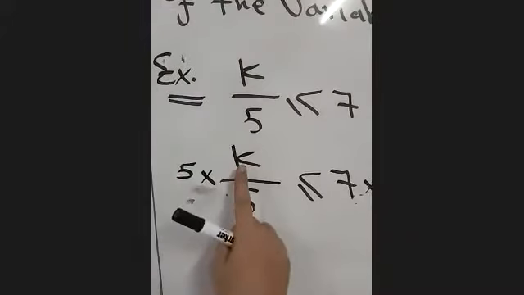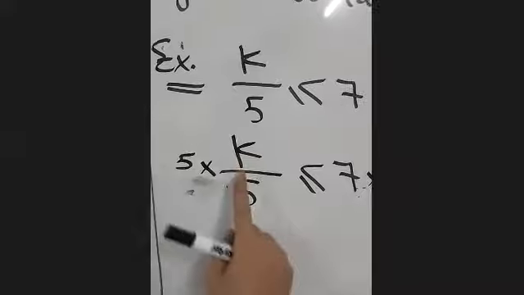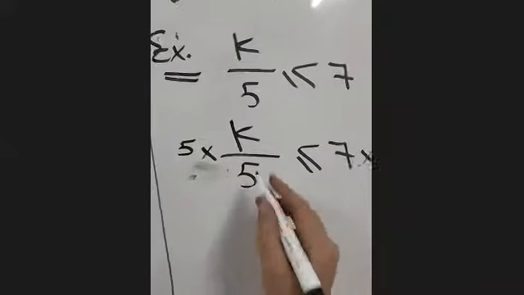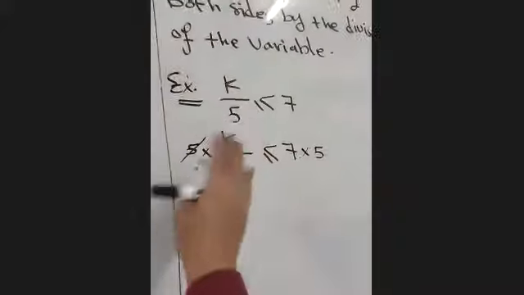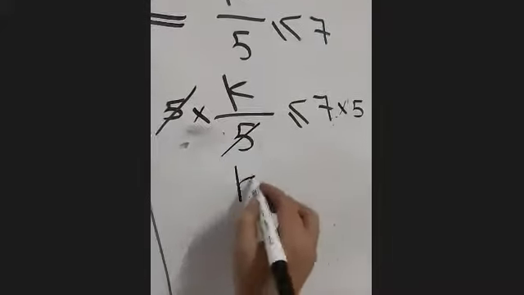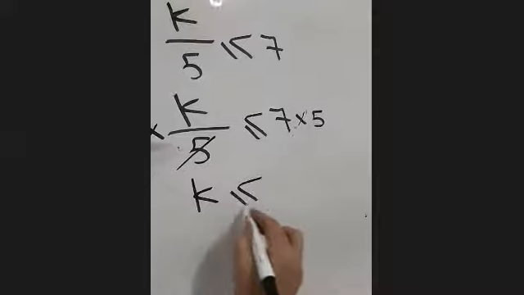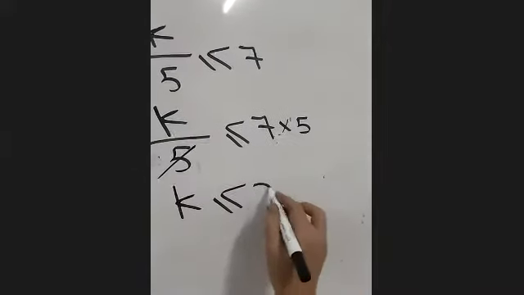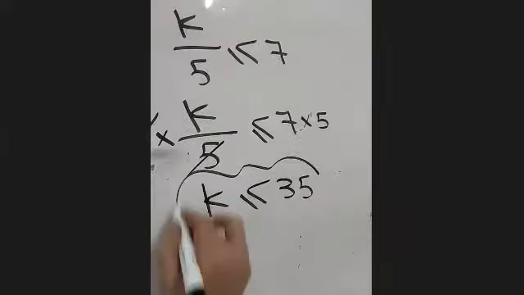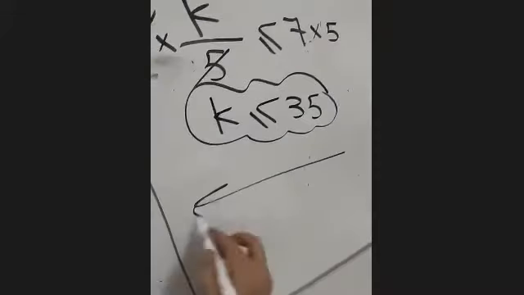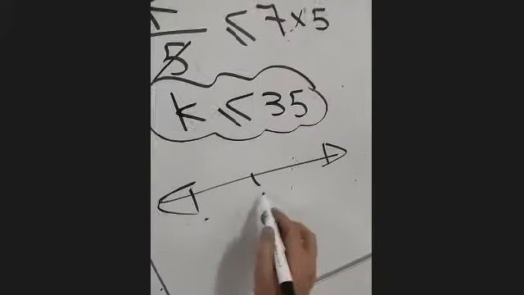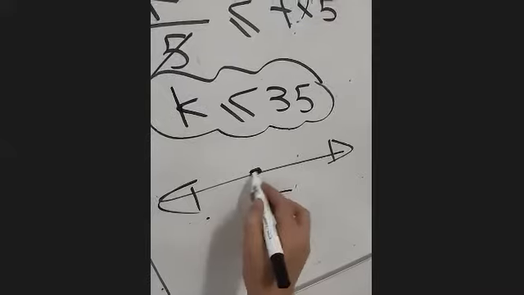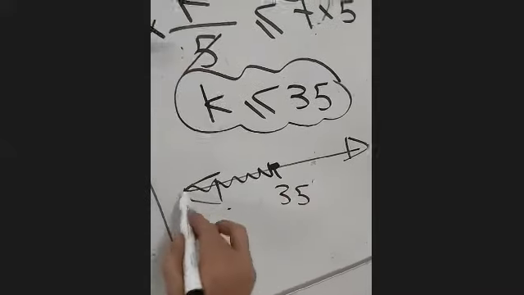Now let's simplify. 5 multiply k, 5k. 5k over 5, the 5s will go, so these 5s are crossed. What is still on this side? Still k. Less than or equal comes down. 7 multiply 5, 35. This is the solution of the inequality, and we can graph it also. This is 35, closed circle, less than, we go to the left.